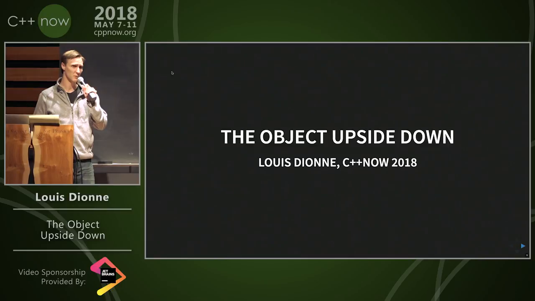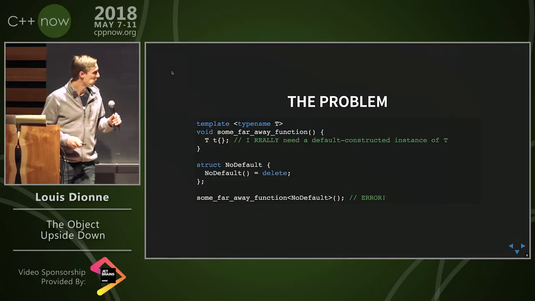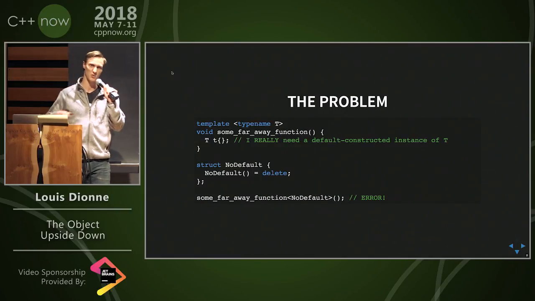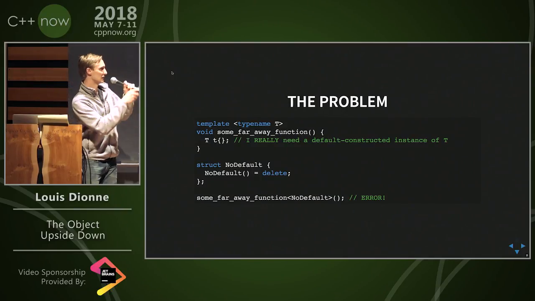Okay, so we're going to create objects without constructing them. I have the type of an object, which might not have a default constructor or whatever, but I absolutely need an instance of it.